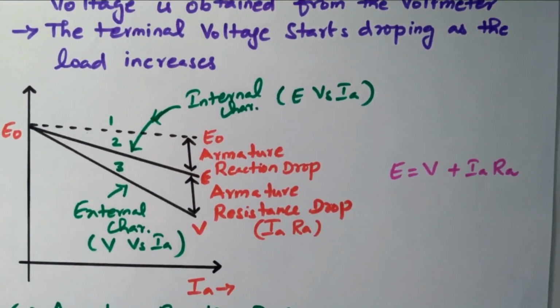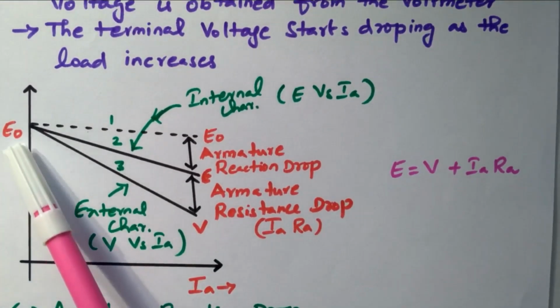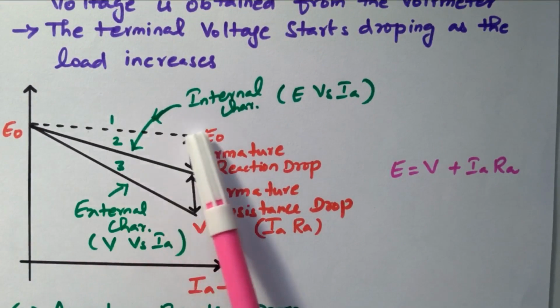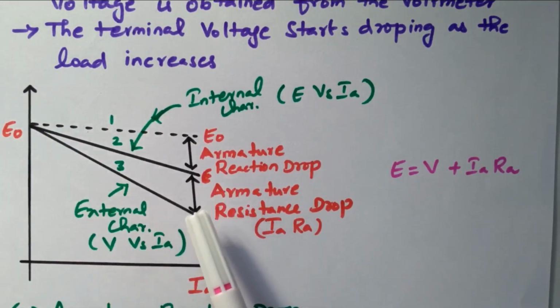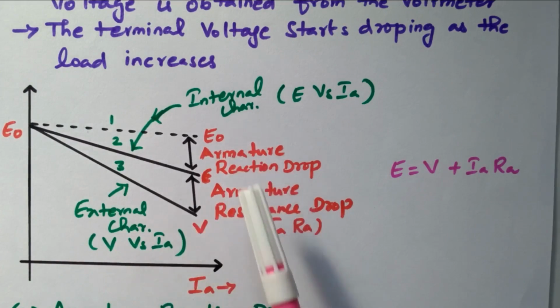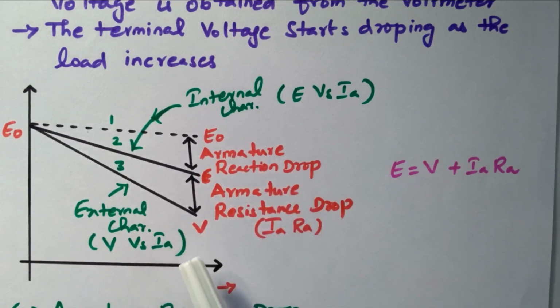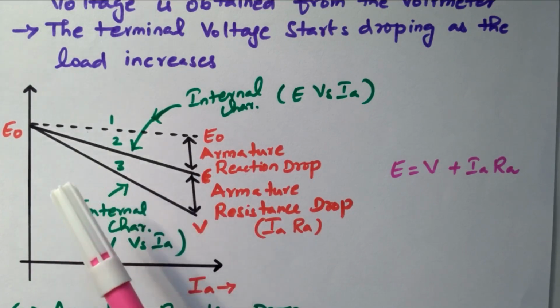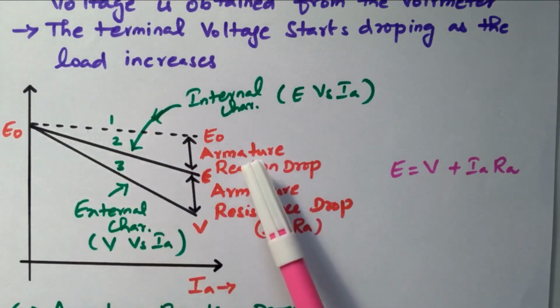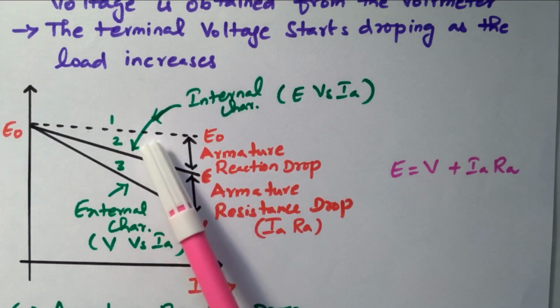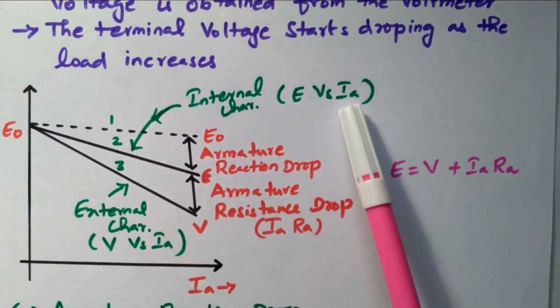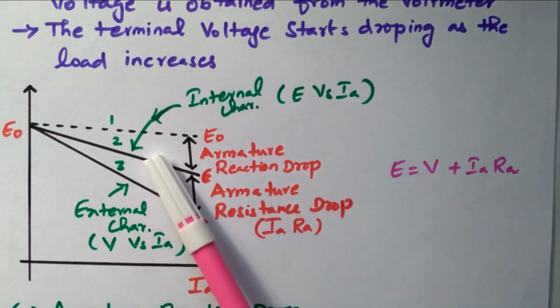Now refer to this graph, drawn between IA and E naught. This is the no load EMF. We have two different drops available, armature reaction drop and armature resistance drop. While the generator is loaded, armature reaction will happen. Due to the armature reaction, the voltage is slightly reduced. So it is called the internal characteristics, EMF versus current IA.